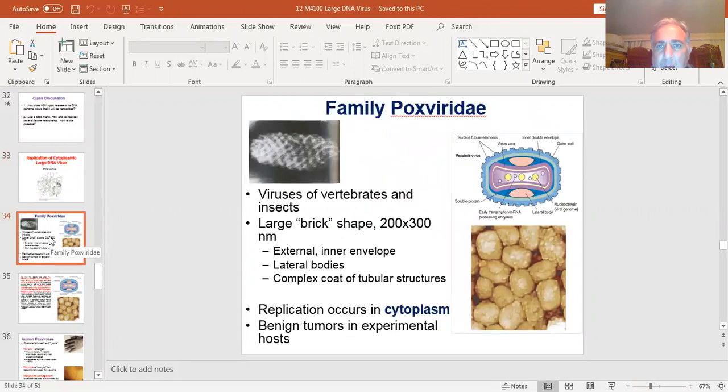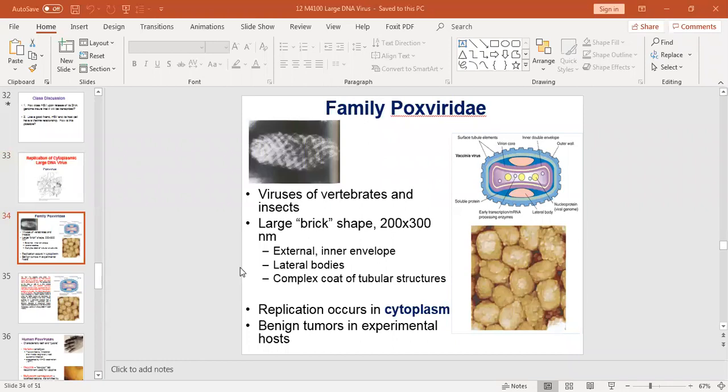The family Poxviridae are viruses that can infect vertebrates and insects. These viruses are large and they are the shape of a brick, as is depicted in the upper right-hand side picture. It has an external and inner envelope. It has lateral bodies and a complex coat of tubular structures.